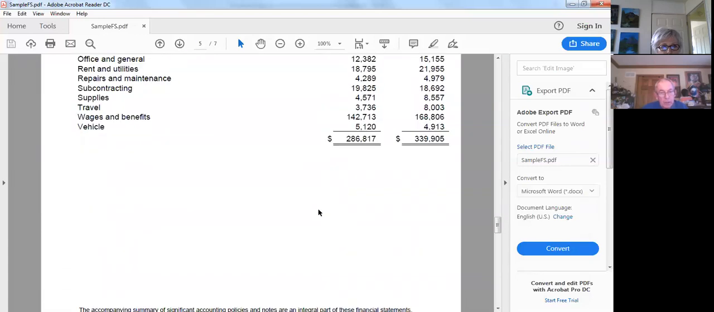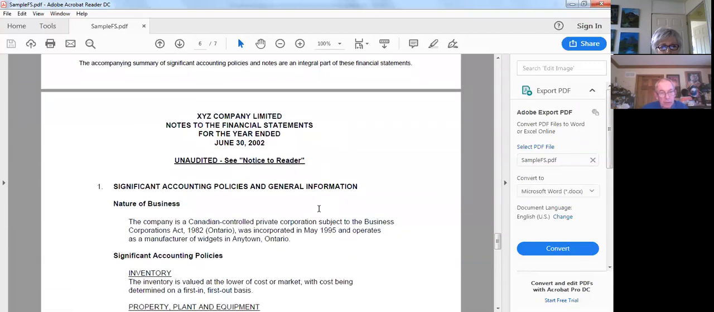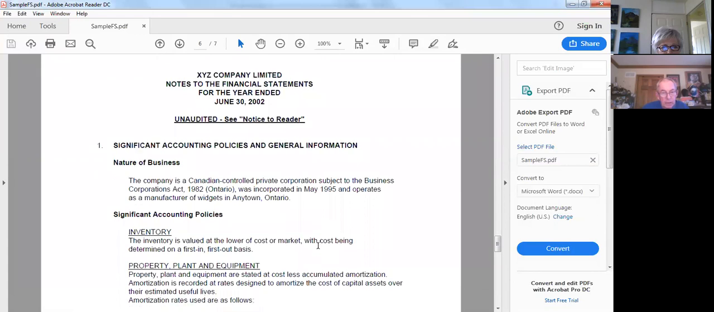So we've already looked at the expense side of the income statement. Now we'll look at the notes. The first note you'll typically see is a note describing what the business is. It says it's a Canadian-controlled private corporation, subject to the Business Corporations Act of Ontario, which is the Canadian version of GAAP. It was incorporated in this state and operates as a manufacturer of widgets in any town in Ontario.